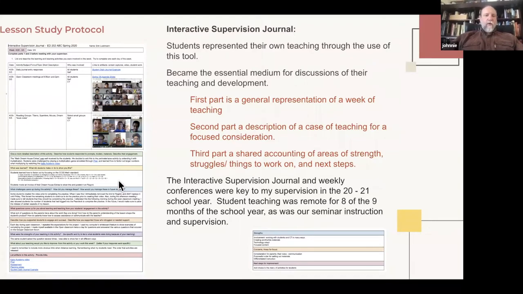The second part was focused on a case of teaching. So each student teacher would take something of the week and make it a question, a case, a problem of practice, which they would share with me. And then essentially that became the conversation. And this is broken up into a number of pieces. The first part under the green was just setting out the case. There were questions about what was learned, what kinds of moves the student teacher did to make learning happen.